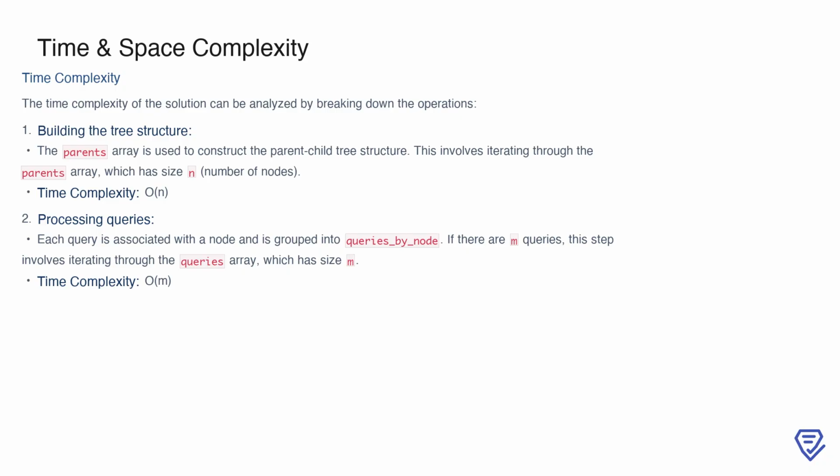First, we have the task of building the tree structure. This is done using the parents array, which allows us to construct the parent-child relationships for all nodes in the tree. Since we are iterating through the parents array, and its size is determined by the number of nodes, n, this operation requires O(n) time.